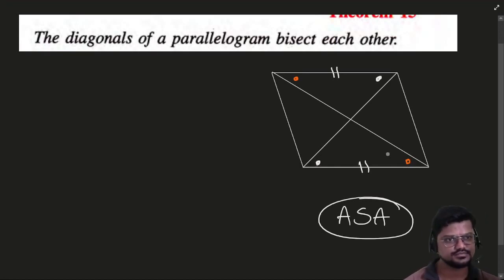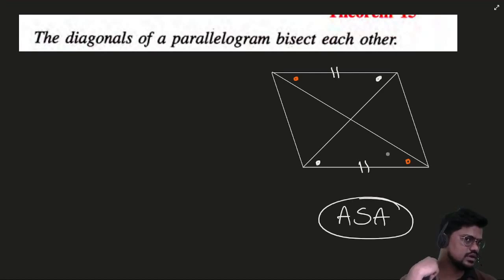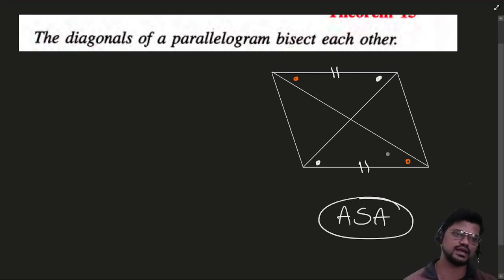Got it? Sir, but how did we get that side is equal? Because it's a parallelogram. In a parallelogram, opposite sides are equal, no? Got it? How to write the proof? You only have to prove that the triangles are congruent. By that you will get it. Okay, sir. Next.